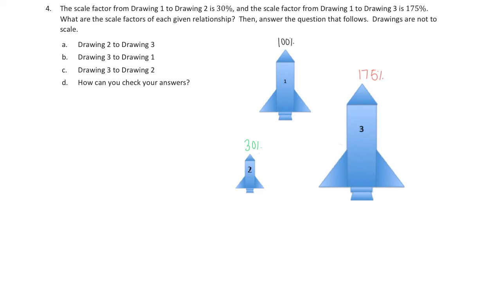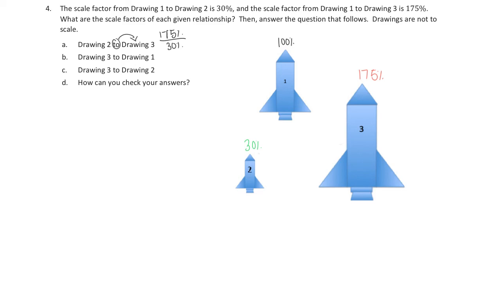A, we're going to look at drawing 2 to drawing 3. When we go to a drawing, that means that it's going to represent the value we want to go to, and in our problem, that means it's also going to be our numerator. Okay, then the drawing that we're coming from, which is drawing 2, will be our denominator.